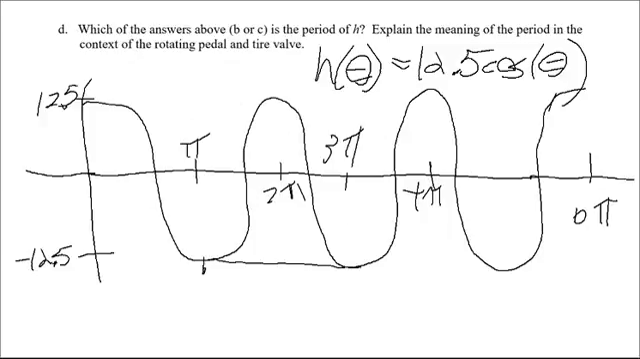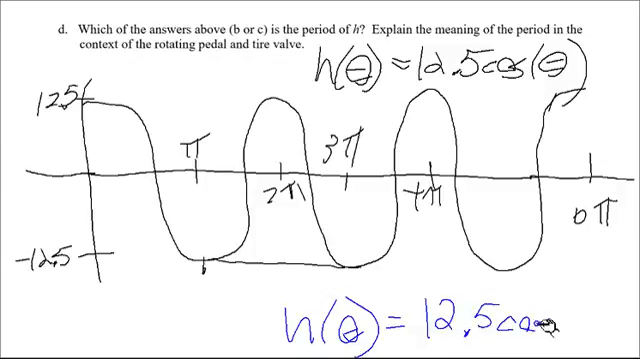And what I'm going to draw for you now is h of theta equals 12.5 cosine of theta over 2, or 1/2 theta. So note, we're going to take all of the same input variable theta, and we enter them, and each time we're halving them. So what that means is it's going to take twice as long for this function in blue to complete a full cycle. So let's draw that.